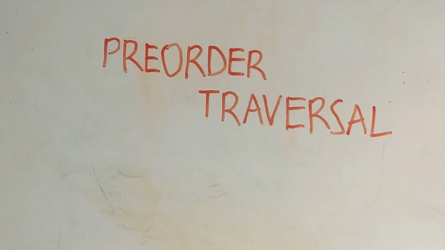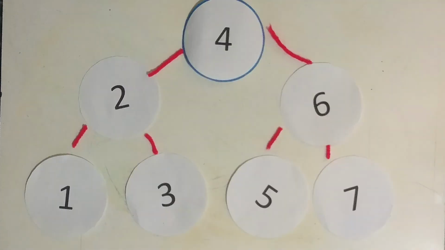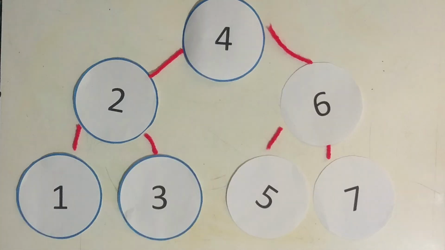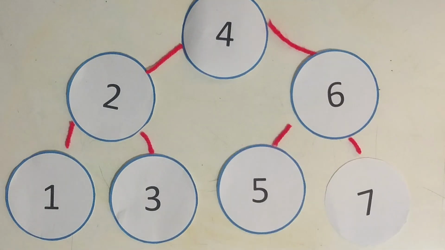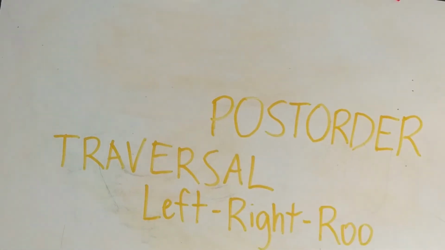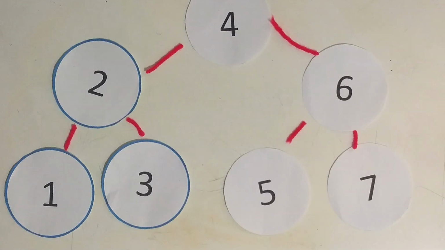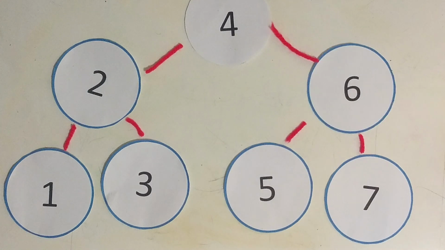The next type of traversal is called the pre-order traversal, and it has the algorithm of root, left, right. The pre-order of the example tree would be 4, 2, 1, 3, 6, 5, 7. And lastly, the post-order traversal has the algorithm of left, right, root. The post-order of the example tree would be 1, 3, 2, 5, 7, 6, 4.